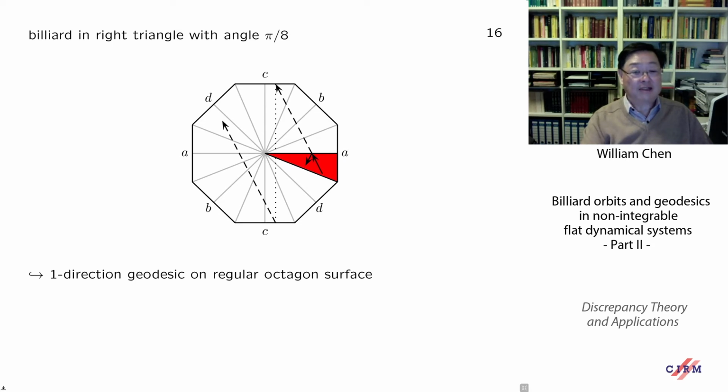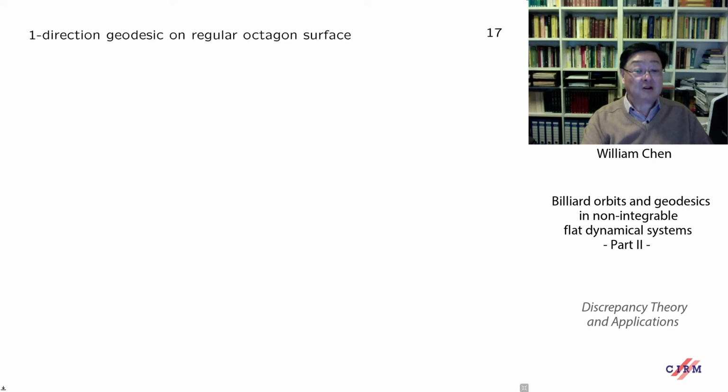Unfolding means that we try to convert this to a problem concerning a one-direction geodesic on some surface. And it turns out that we can unfold it to a problem concerning one-directional geodesic on the regular octagon surface. So this means that we just have to study this problem of a one-directional geodesic, and we have the answer for the billiard as well in the right triangle. So let's look at the problem of one-direction geodesic on the regular octagon surface.